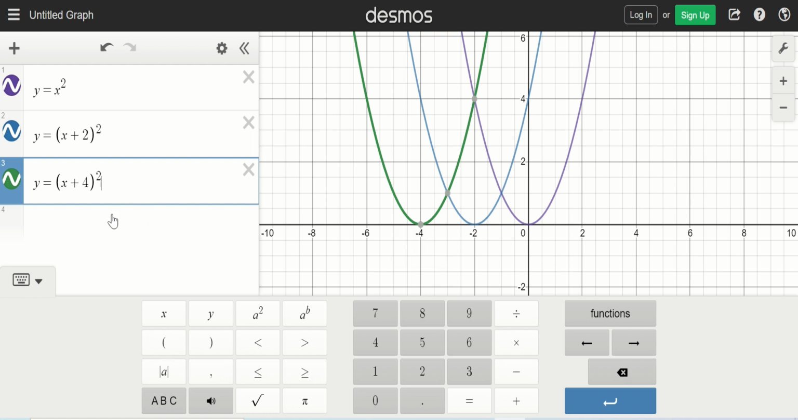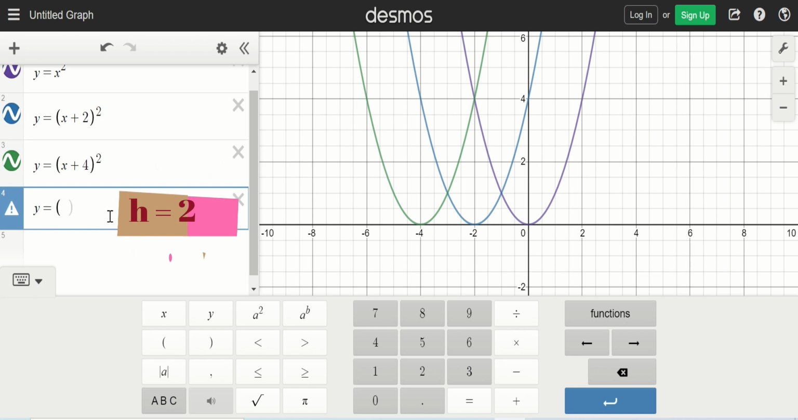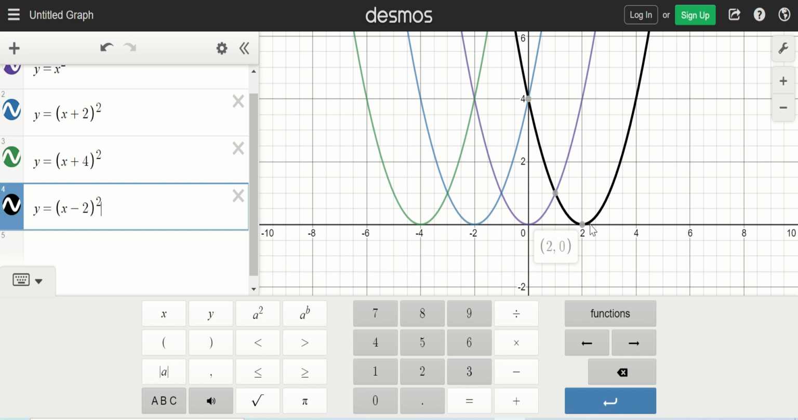Now, what if our h is equal to +2? So let us see the difference. Our function will be y is equal to the square of x minus 2. So this will be the graph. You see, this is the graph of y is equal to the square of x minus 2, and it moves 2 units to the right of our parent graph.